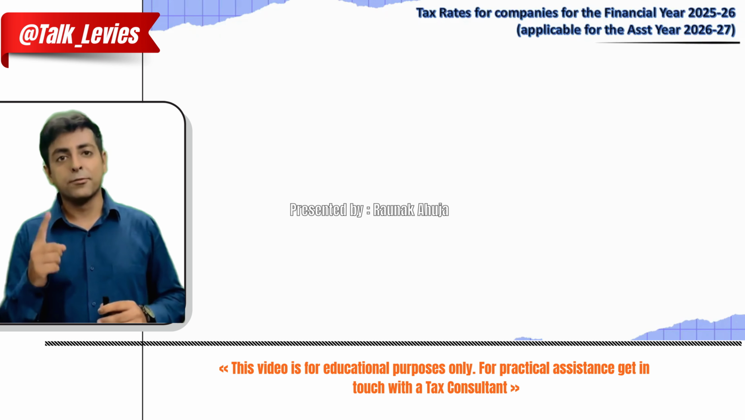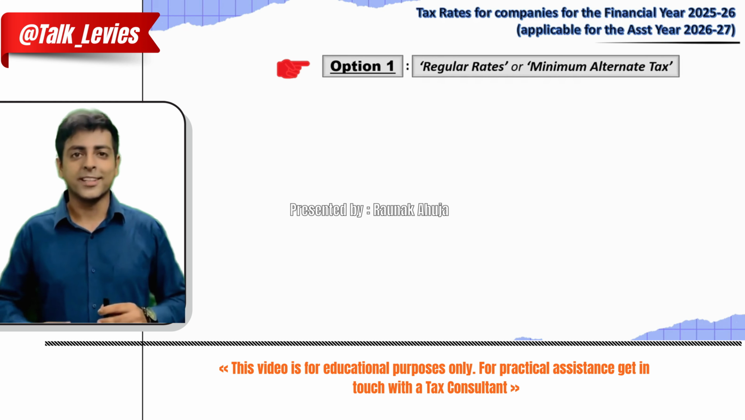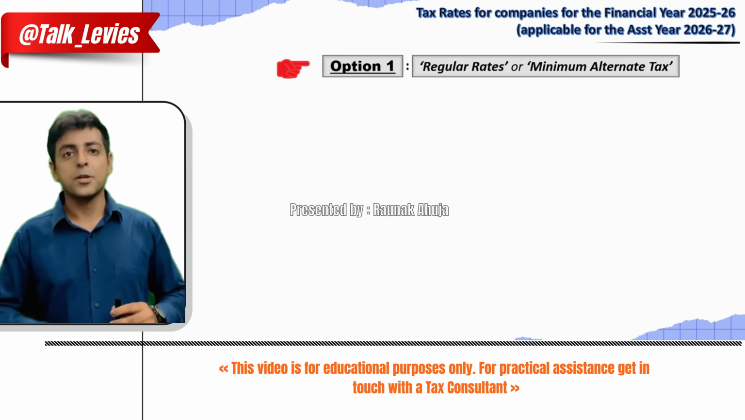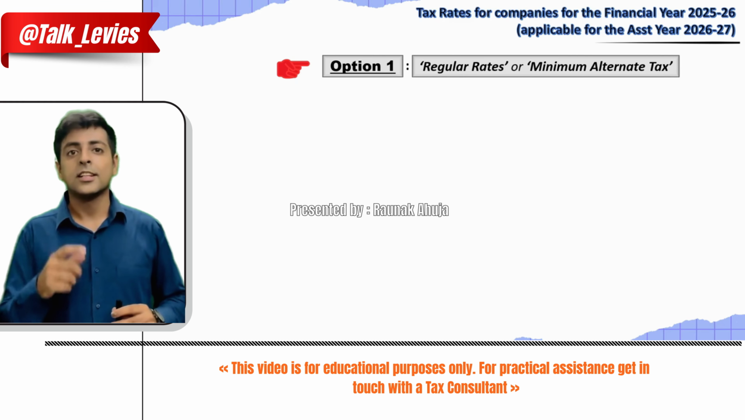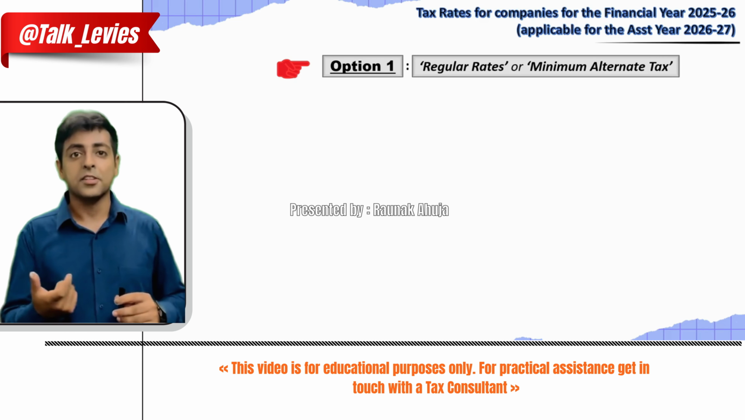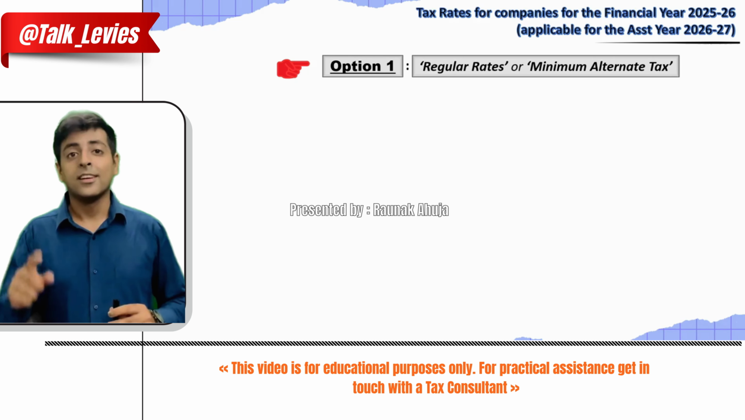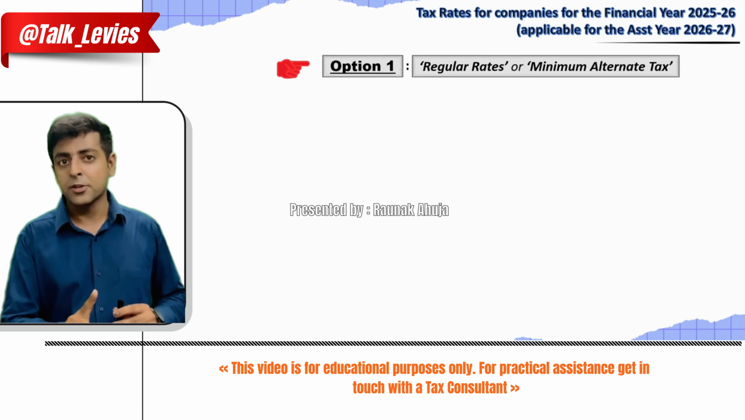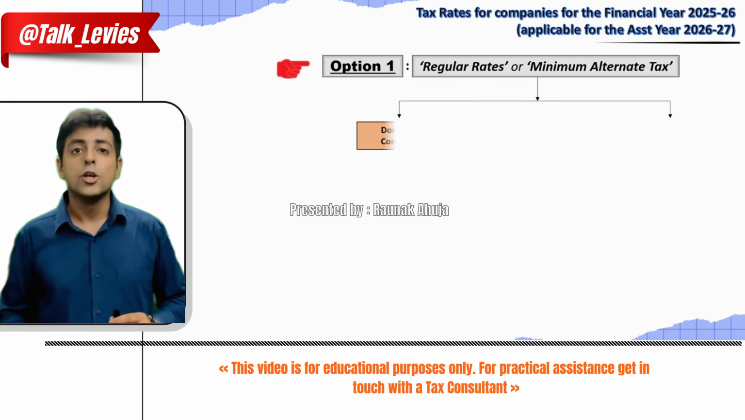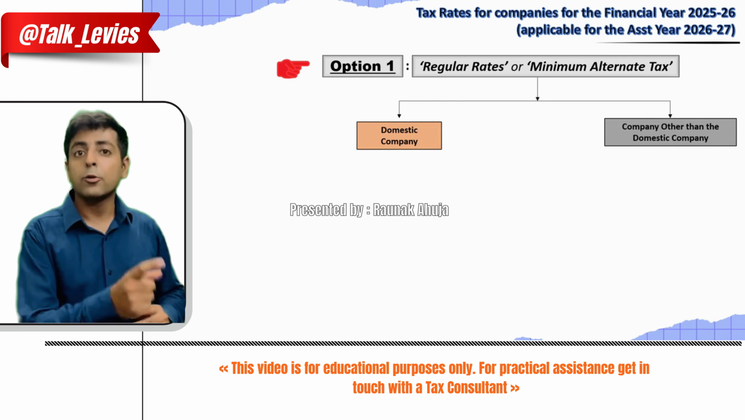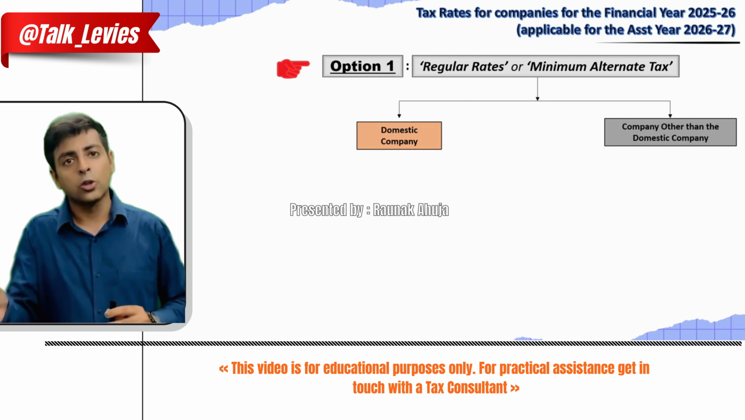So let's talk about the first option, which is regular rates of tax or minimum alternate tax. For this purpose, we'll have to classify the corporates into two different categories. The first one is the domestic company and the second one is the companies other than the domestic companies. Please note viewers, the regular rates of taxes for both these types of companies would be different. So let's call R1 the regular rates of tax for domestic companies and R2 for non-domestic companies.